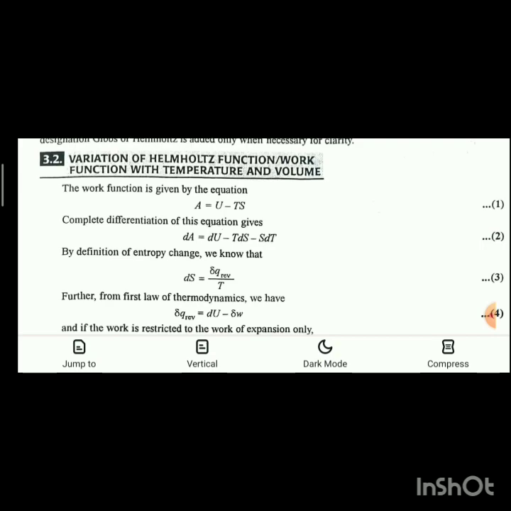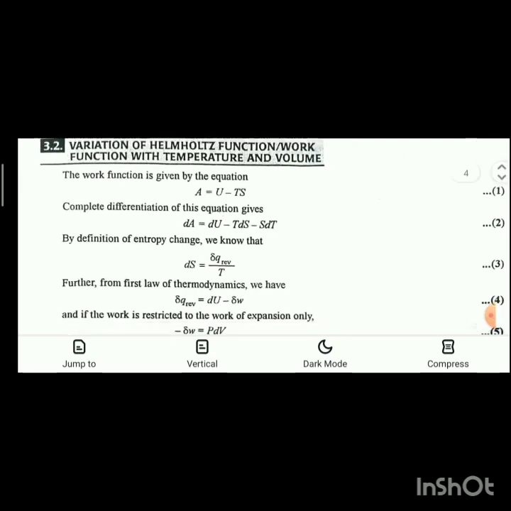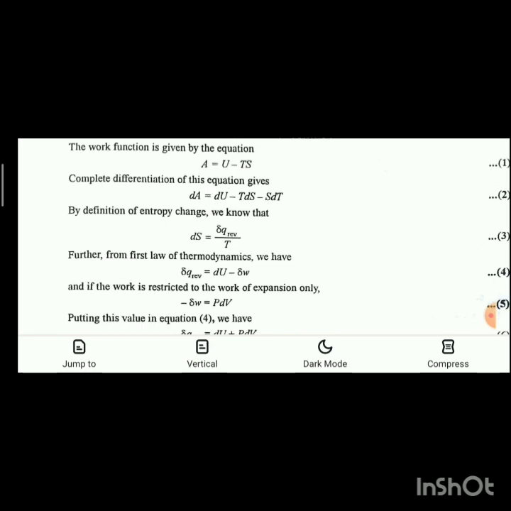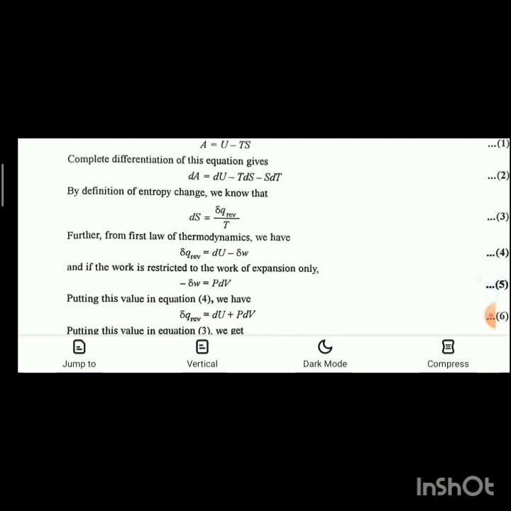The work function is given by the equation A = U - TS. Complete differentiation of this equation gives dA = dU - TdS - SdT. By definition of entropy change, we know that dS = δq reversible / T. From the first law of thermodynamics, δq reversible = dU - δw.